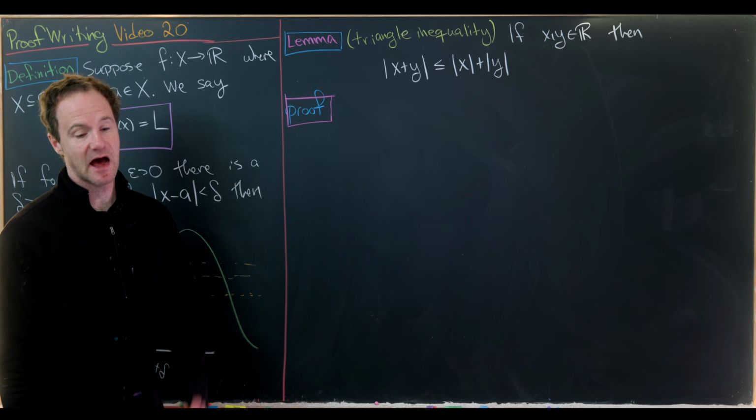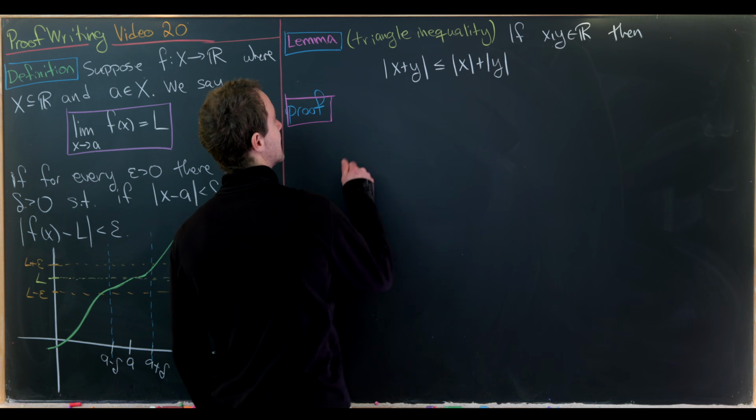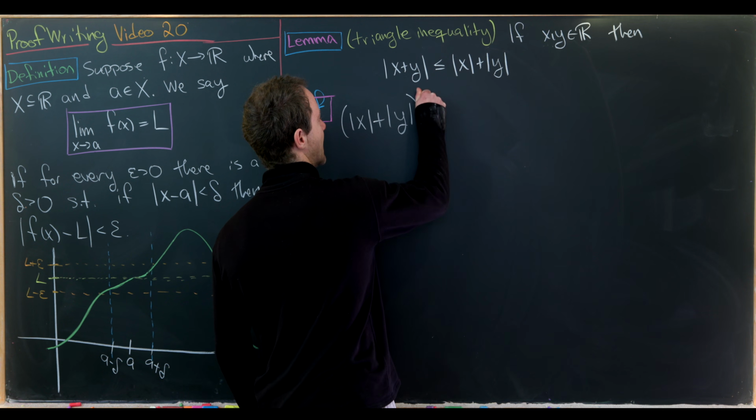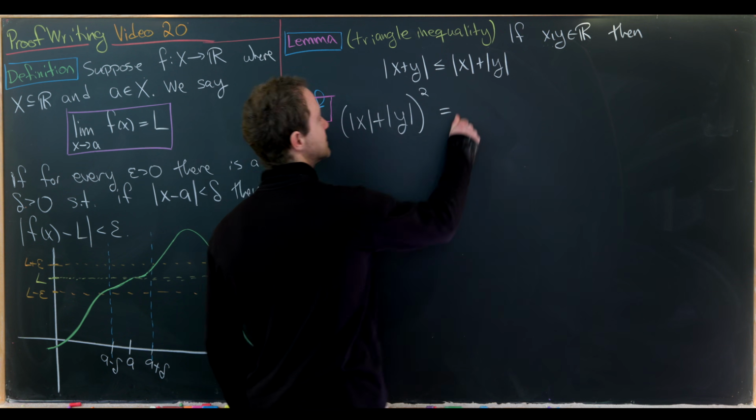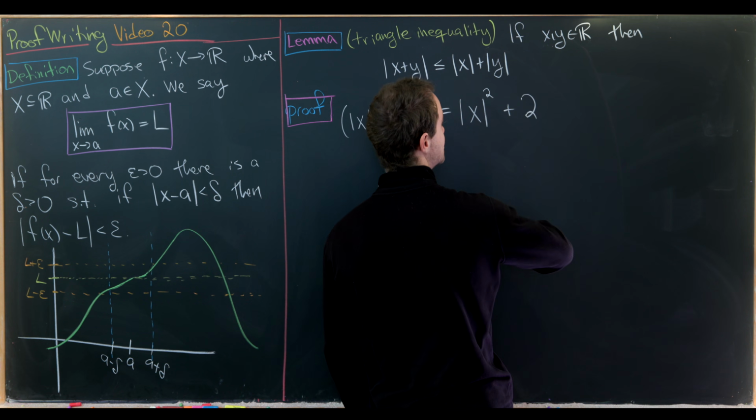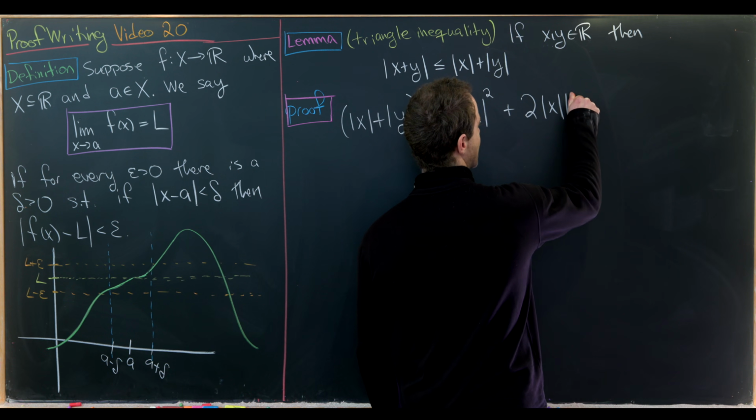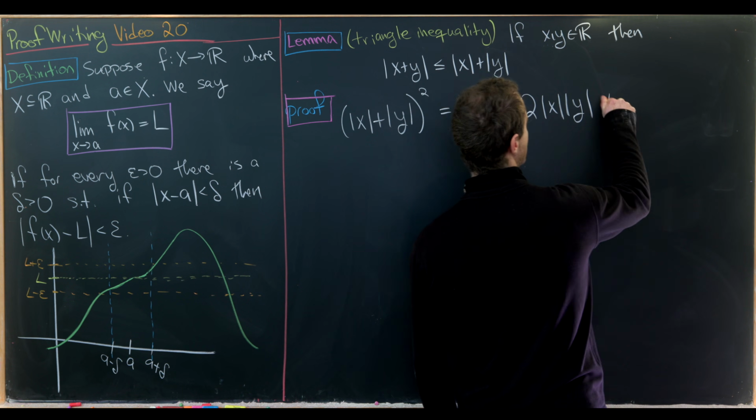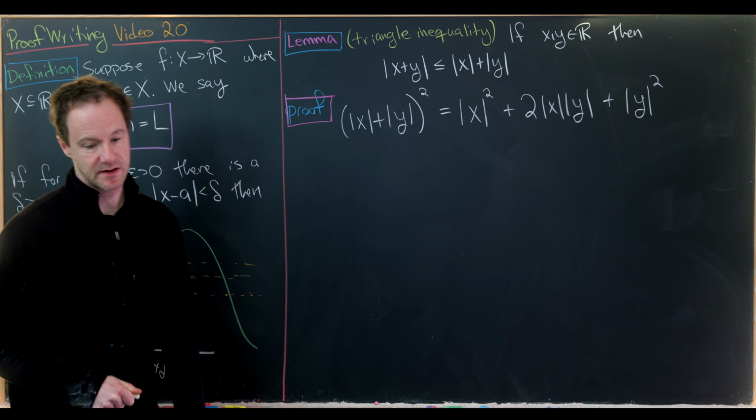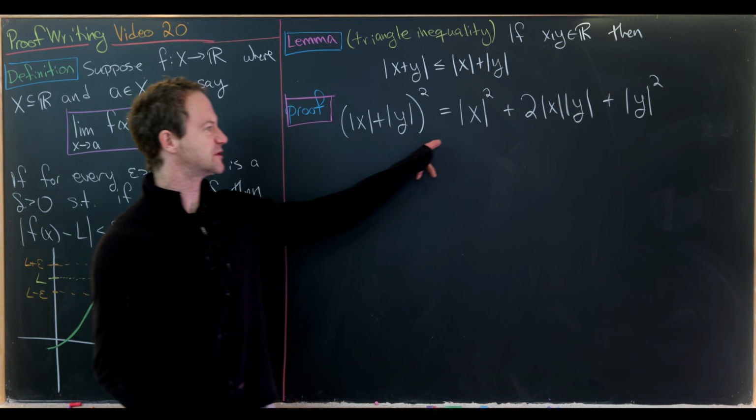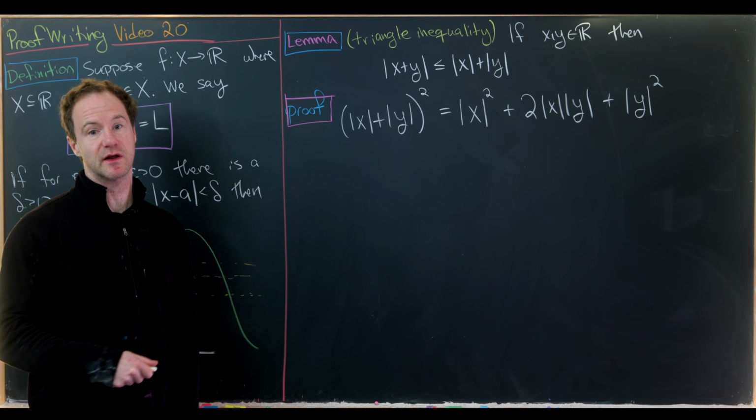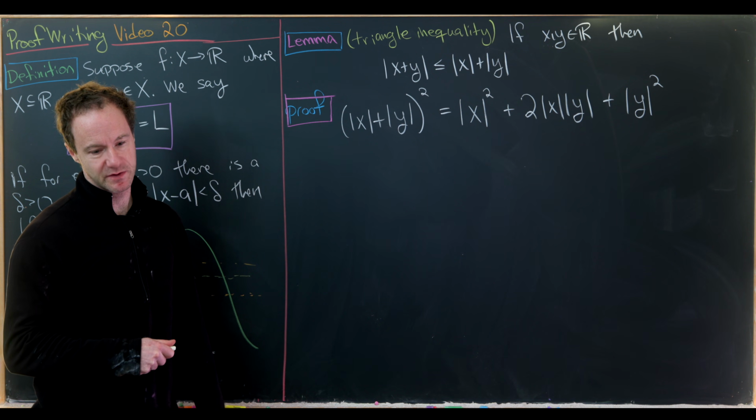Okay, so let's see how this might work. We'll start with the right-hand side. So we've got absolute value of x plus absolute value of y, and we will square it. So that'll give us the absolute value of x quantity squared plus 2 times the absolute value of x times the absolute value of y plus the absolute value of y squared. Okay, nice. But now notice that the absolute value of x squared and the absolute value of y squared is the same thing as just x squared and y squared, given that we're in the real numbers here.